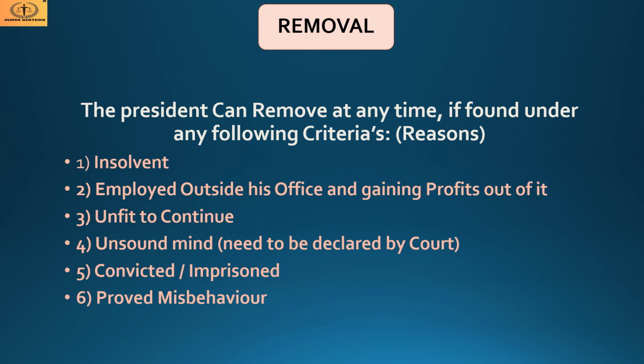In this slide, we will be discussing the removal of members and the chairperson of the NHRC. The President can remove them at any time if he finds any of the following reasons. The first criterion is insolvency. Insolvent is nothing but being unable to meet or discharge financial obligations. Others are: if he is employed outside his office and gaining profits out of it, if he is unfit to continue in his office, if he is of unsound mind, but this needs to be declared by the court, if he is convicted of any offenses or gets imprisonment, or if misbehavior is proved. Only under those criteria does the President have the right to remove them at any time from the commission.